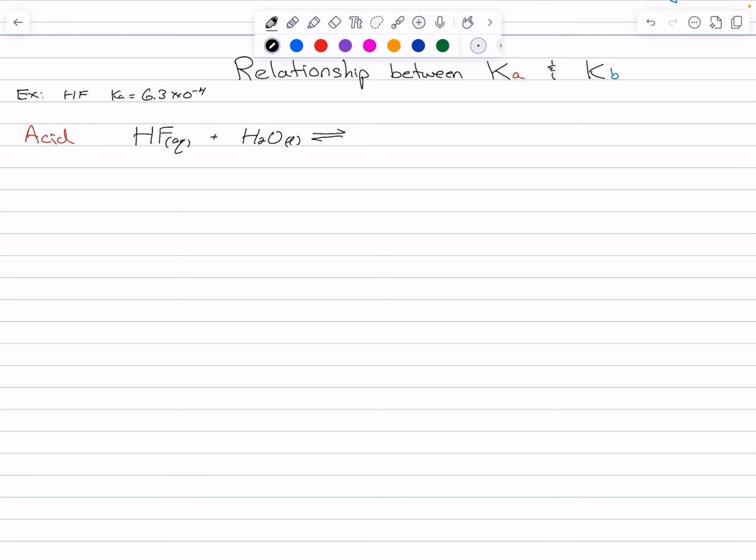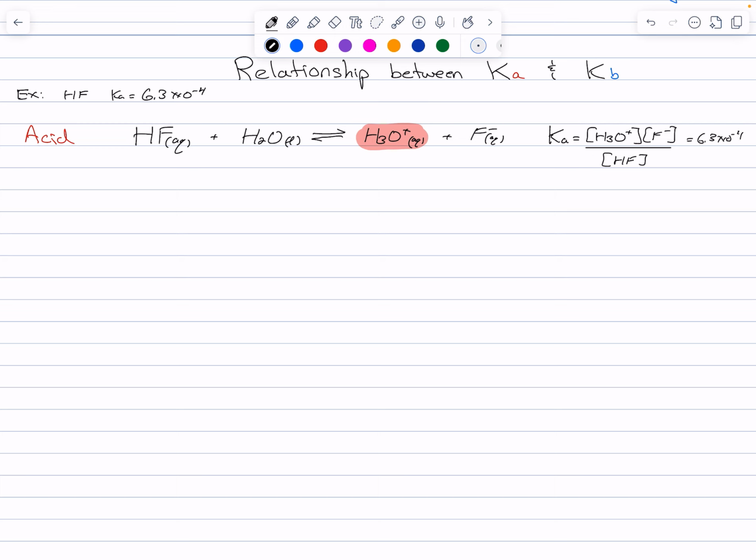And on the other side, we get hydronium and fluoride. And remember, every Ka should have this species in the Ka expression. So Ka would be the concentration of hydronium, concentration of fluoride, all over the concentration of hydrofluoric acid. And of course, it's 6.3 times 10 to the negative 4.